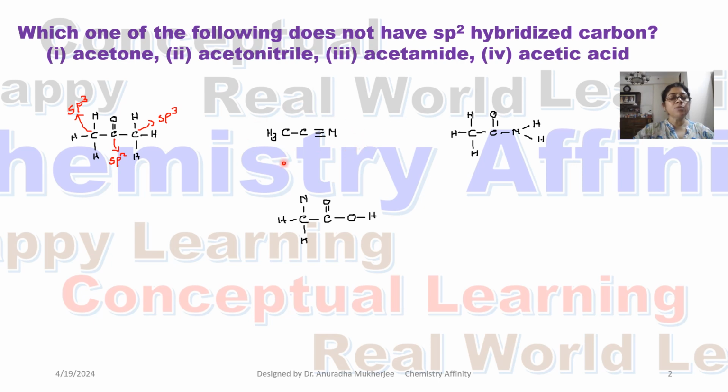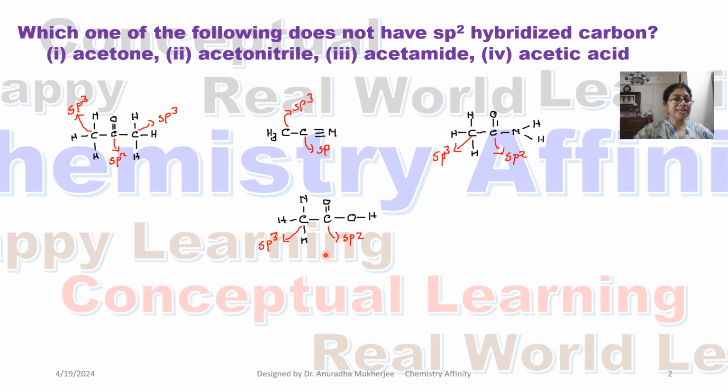Now in the second molecule, acetonitrile, the middle carbon has one triple bond and one single bond, so it will be sp. And the left hand side carbon has four single bonds, meaning three single bonds with hydrogen and one single bond with carbon, so this carbon is sp3. Next molecule is acetamide. The left hand side carbon has four single bonds, so sp3. This carbon has one double bond, two single bonds, so that means it is sp2.